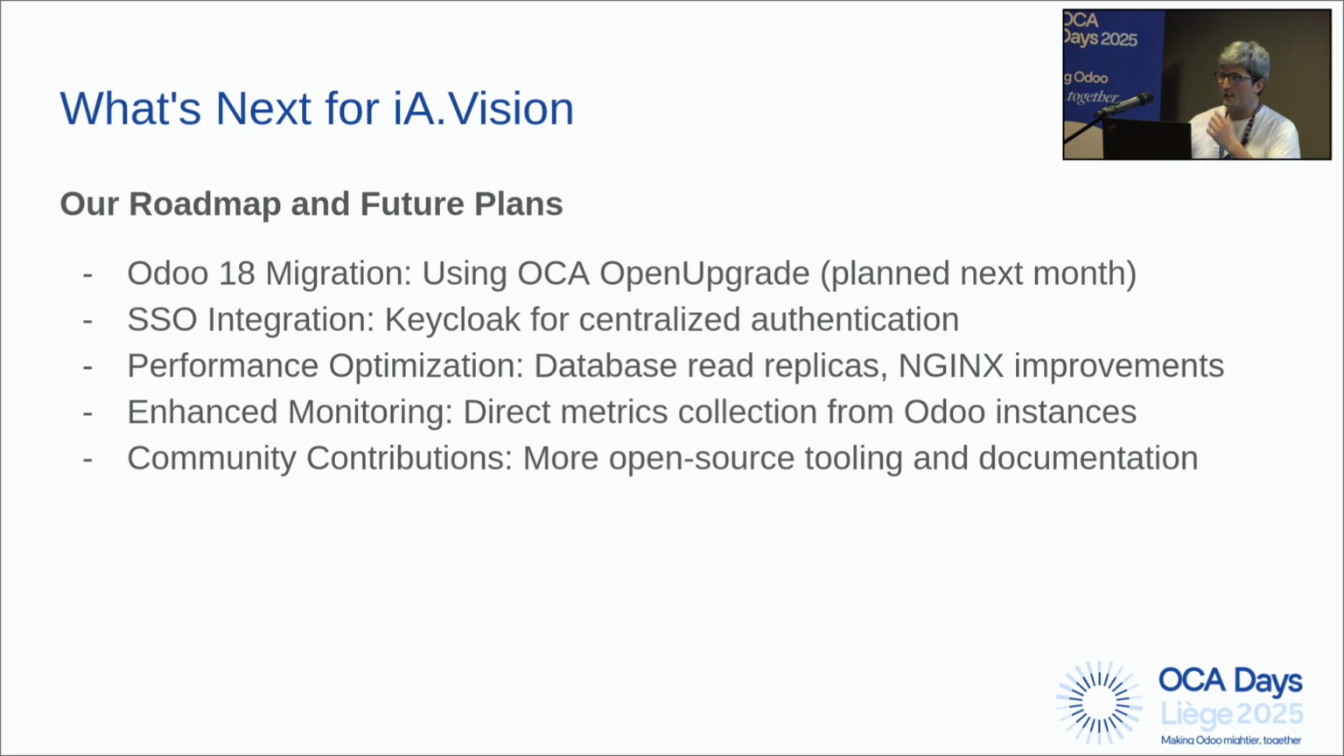We are also implementing SSO integration with Keycloak to provide centralized authentication across all our clients. We would like to optimize performance using a database replica, which is available in Odoo 18, and Nginx configuration improvements. And we want to enhance our monitoring with direct metric collection from Odoo instances, like how many users are using the project, how many projects they create, and so on. And like I said before, we want to contribute more open source tooling and documentation back to the community.